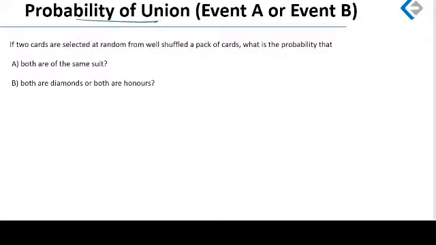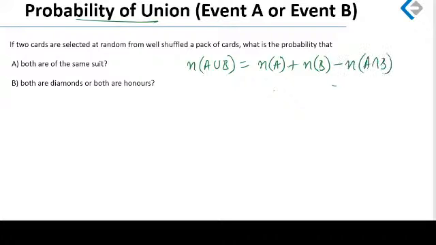What is the probability of a union? That is the number of elements in A union B. What is the number of elements in A union B? It is the number of elements in favor of A plus the number of elements in favor of B, minus the number of elements in favor of both, because this would be double counted. Therefore, you will reject this.